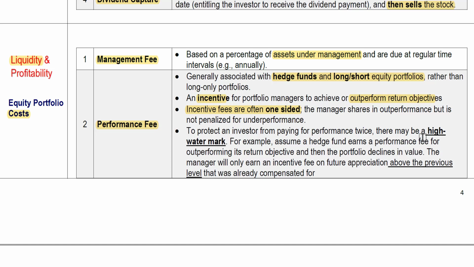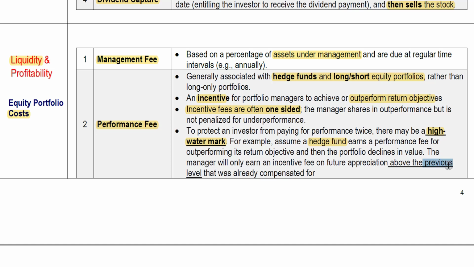And then here, pay attention to this one called high watermark. This is the one, for example, where if we have a manager, a hedge fund, they earn the performance fee for outperformance of its return objective. They already earned it, all right? And then the portfolio value declines. Then this time, we will require that the manager can only earn an incentive fee in the future above the previous level.